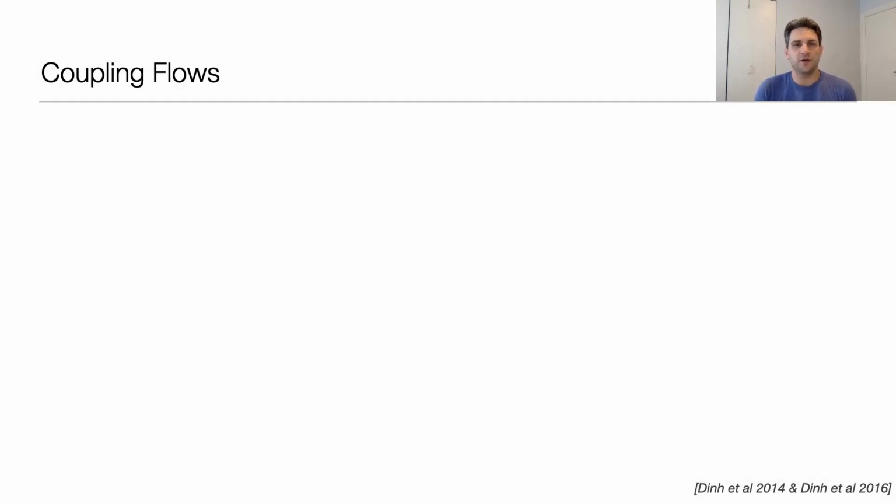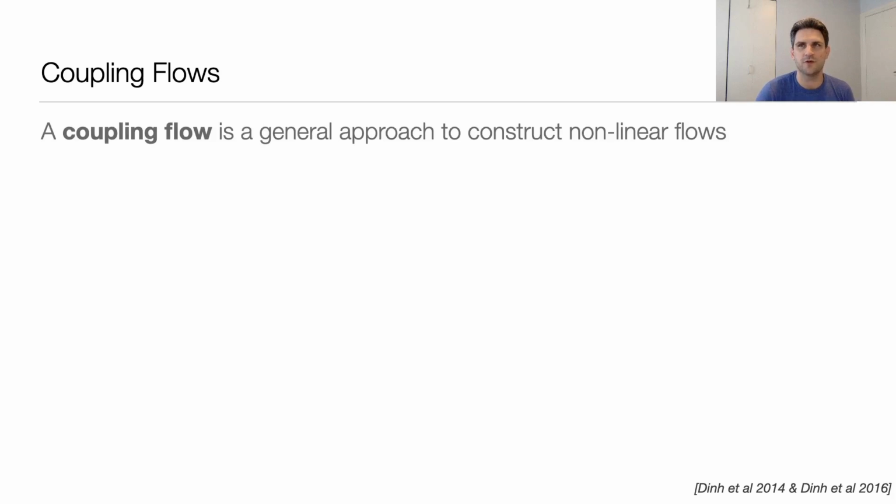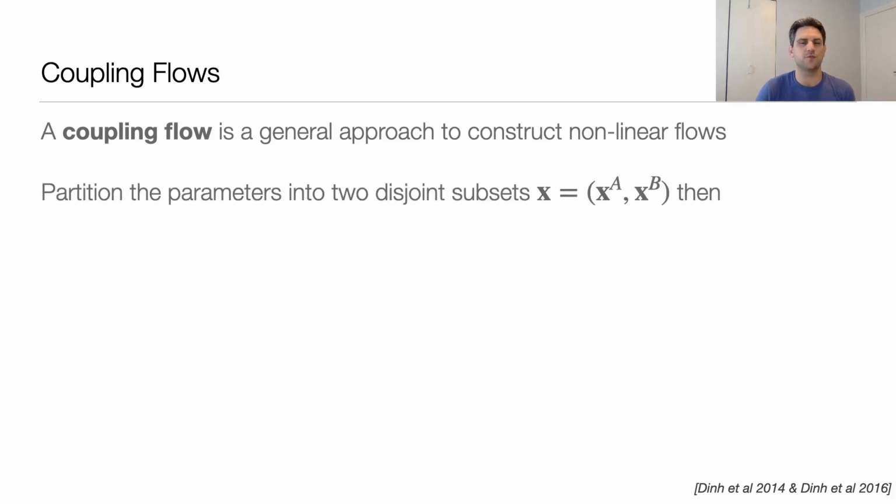So how do we move beyond just linear transformations? In order to do that, we're going to introduce the idea of a coupling flow. This is a very general approach to construct nonlinear invertible transformations for which the Jacobian, or the determinant of the Jacobian, is computationally efficient to compute. And to do it, we're going to begin in a bit of a strange way, which is that we're going to partition the inputs into two disjoint subsets, XA and XB.